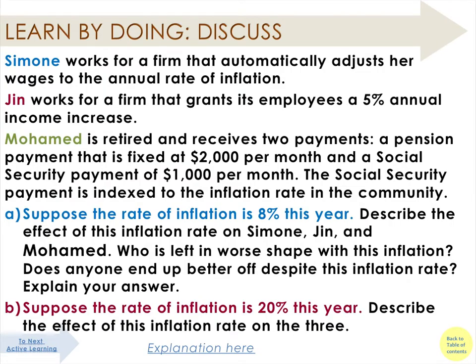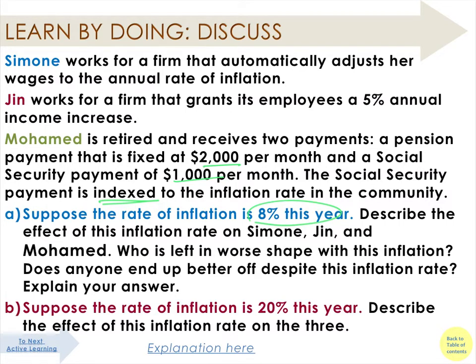And here's another practice problem. Simone works for a firm that automatically adjusts her wages to the annual rate of inflation. Jin works for a firm that grants its employees a 5% annual income increase. Mohammed is retired and receives two payments, a pension payment that is fixed at $2,000 per month and a Social Security payment of $1,000 per month. The Social Security payment is indexed or tied to the inflation rate. Now, suppose that the inflation rate is 8% this year. Who was helped and who was hurt?